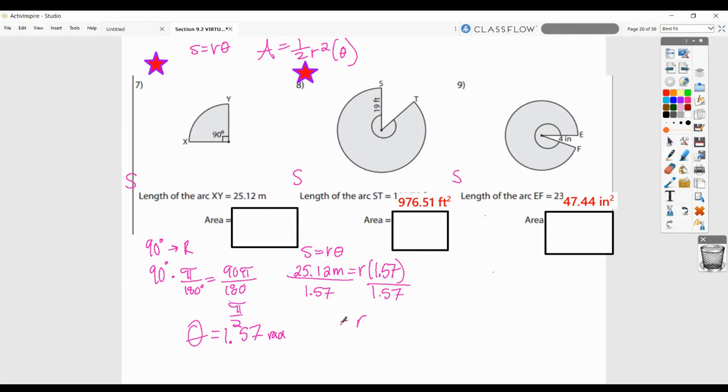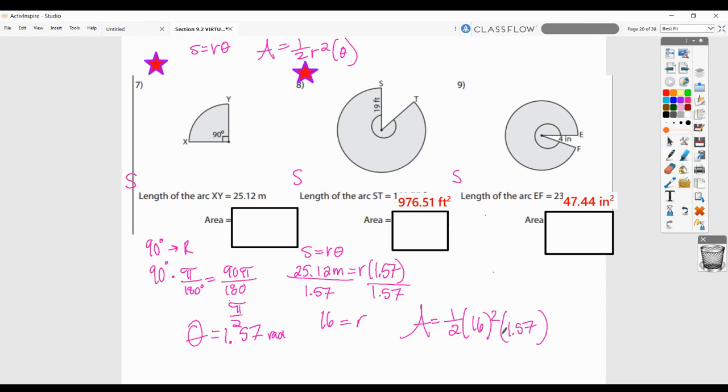That's going to give me my radius, which is 25.12 divided by 1.57. It's exactly 16 as your radius. Use that to do your area now. You have all of your information. 16 squared, 1/2, and then your theta was 1.57.